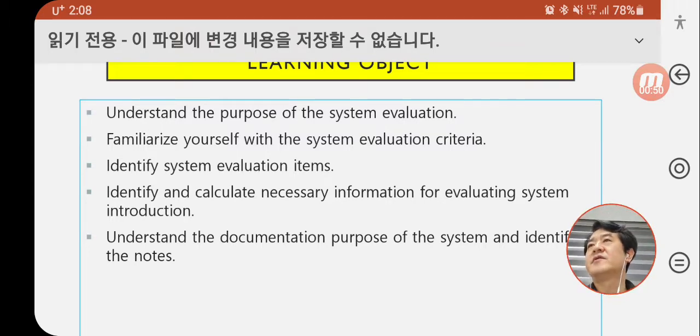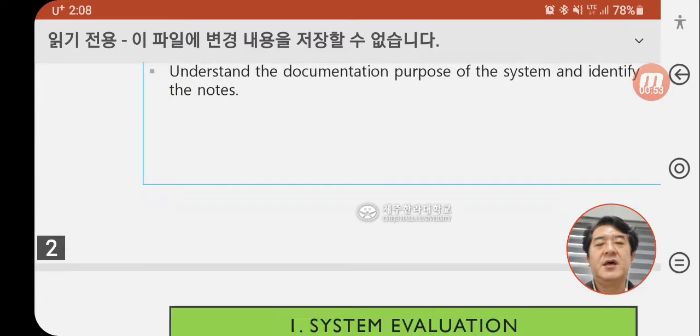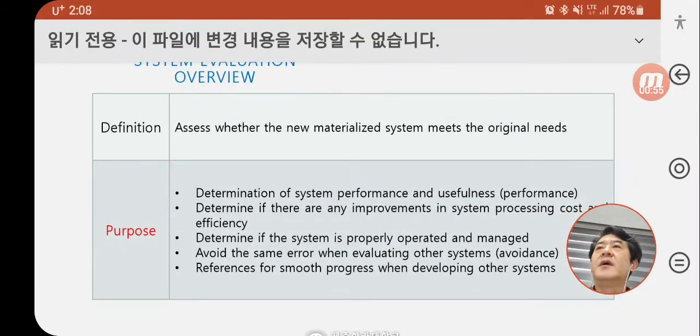First of all, system evaluation can be defined as assessing whether the newly materialized system meets the original needs. And the purpose of system evaluation can be described as follows.